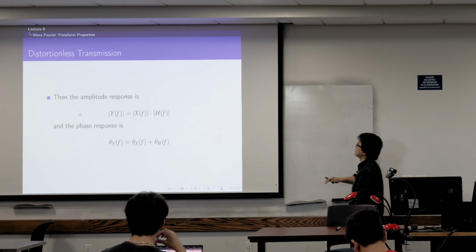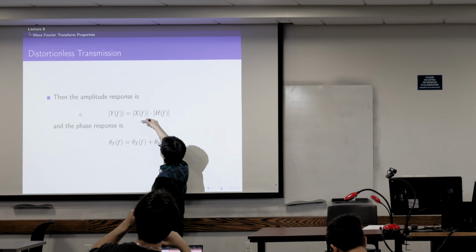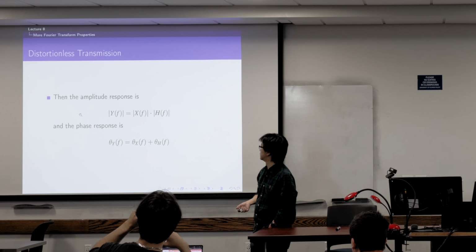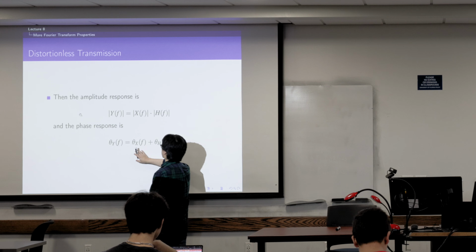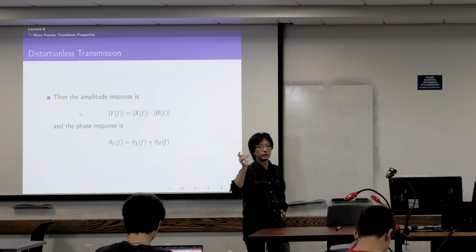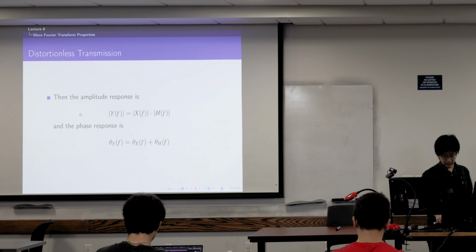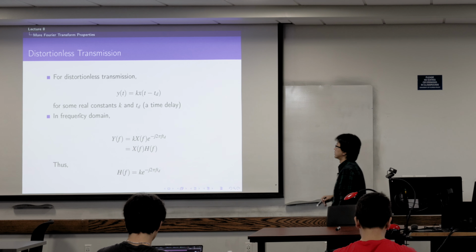So basically, here is the magnitude, right? That equals the magnitude of the input signal multiplied by the magnitude of the channel in the frequency domain, of course. And for the phase part, we just write down this, but this is up to plus or minus k pi, right? We need to make sure that the value of it is between minus pi and pi. Okay, and here is the definition of the distortionless transmission.